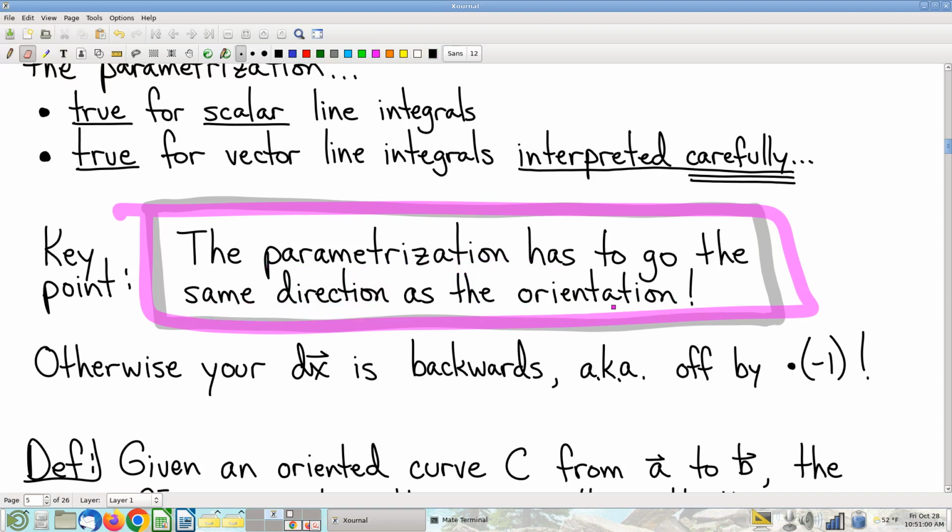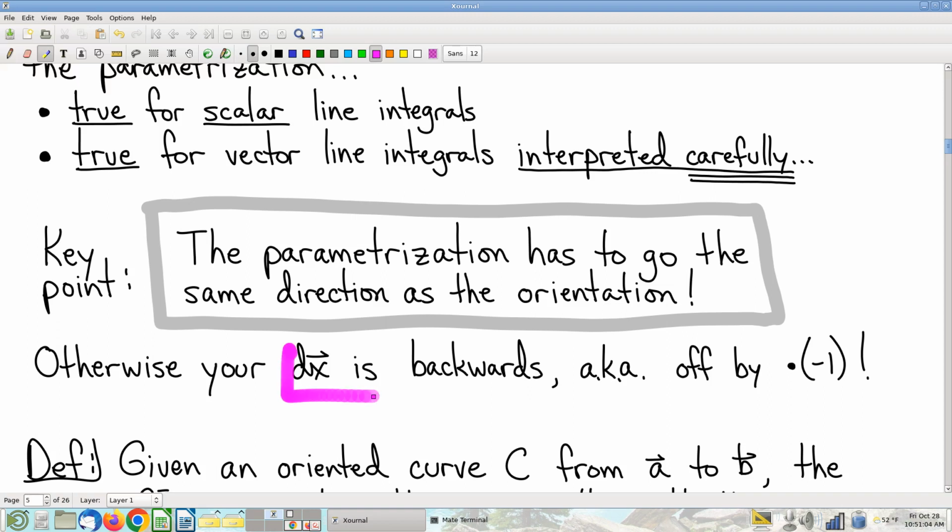If you do go backwards, of course, if you think about it, all that does is make all your dx's go exactly the wrong way, aka they're exactly the negative of what they should be. And side note, every one of your differentials is exactly the negative of what it should be. And so in the total, you will get exactly the negative of your answer.